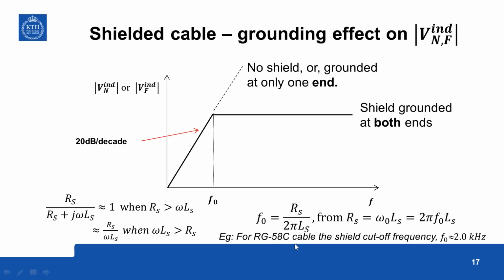So for RG58C cable, the shield cutoff frequency, we can find, is about 2 kHz. So what does it mean? It means that below 2 kHz, this particular cable will not be helpful in preventing inductive crosstalk, whereas above 2 kHz, it can prevent or it can reduce the inductive crosstalk.